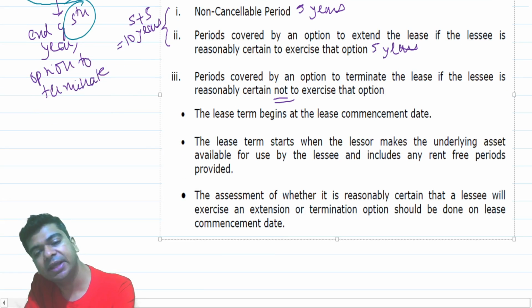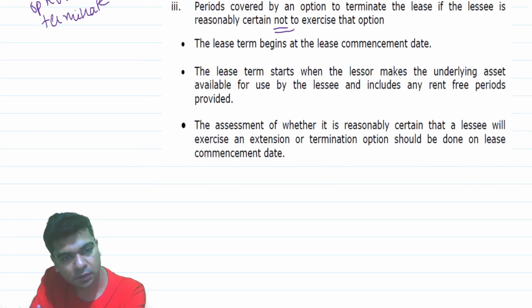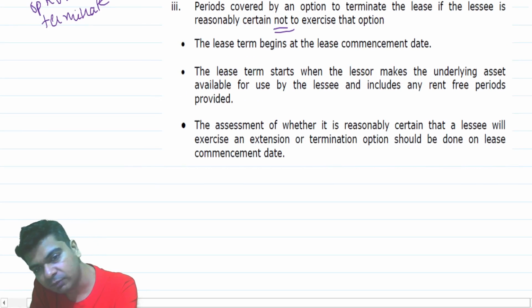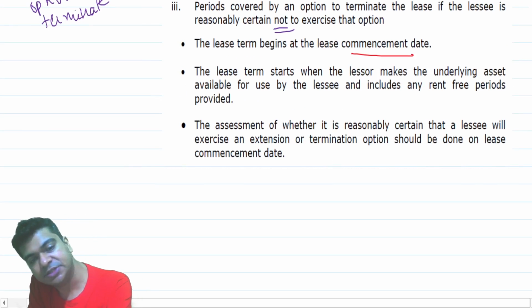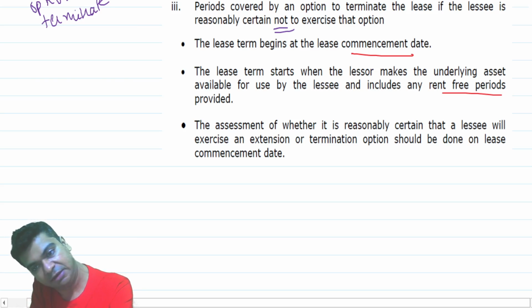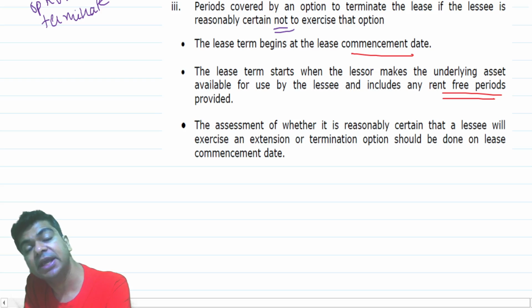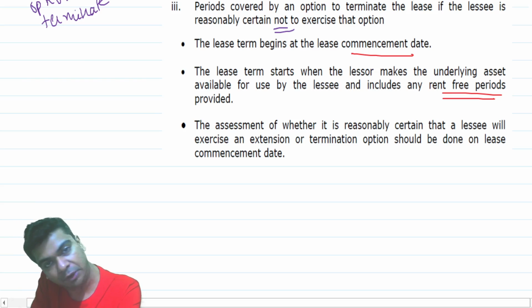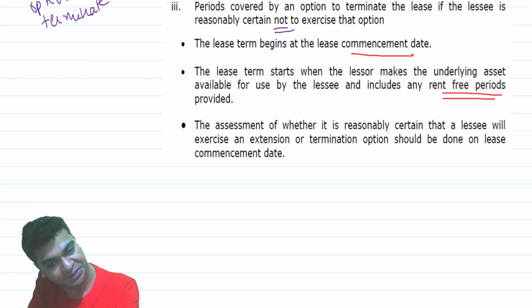The lease term begins at the lease commencement date. That's what they say. From the commencement date, we will calculate our lease term. The lease term starts when the lessor makes the underlying asset available for use by the lessee and includes any rent-free period. You are not charging any lease rent does not mean it is not a part of the lease term. It's very much a part of the lease term.